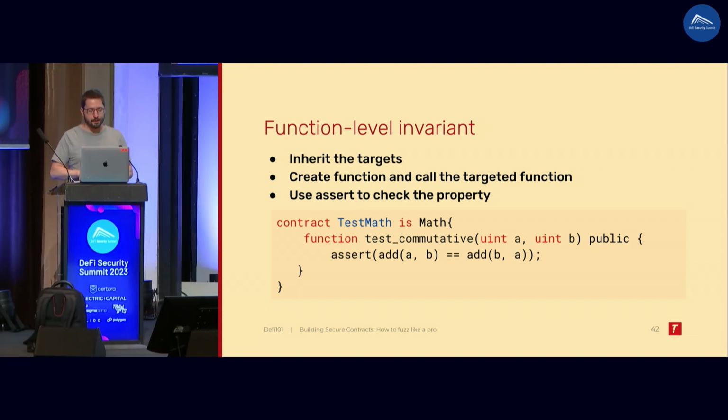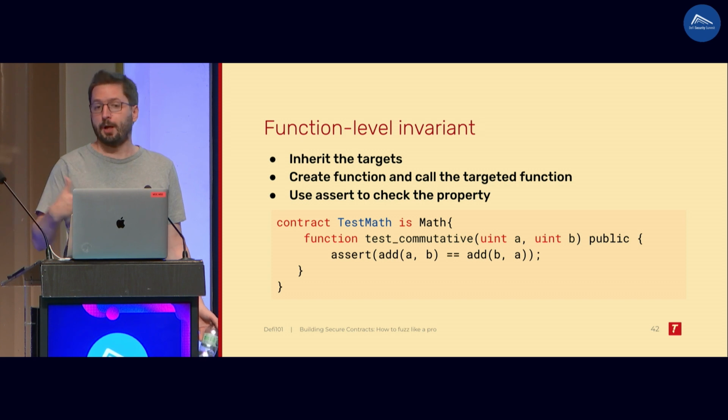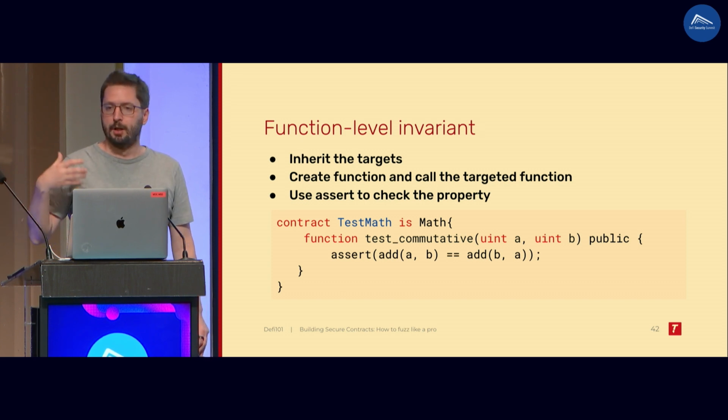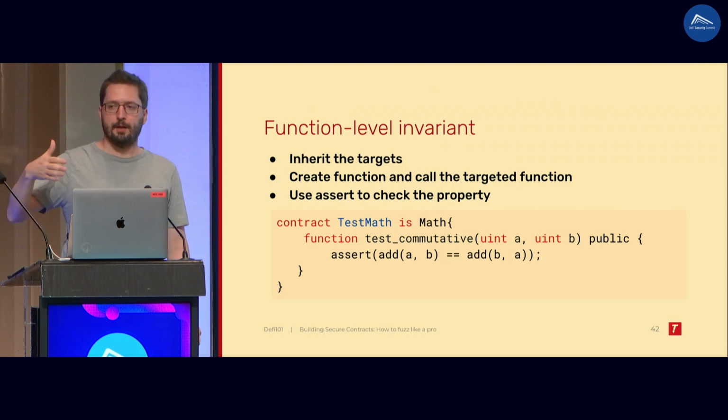Now, how to do that in practice? For function-level invariants, a simple technique is to inherit the target: you inherit the function you want to test, and you can use, for example, an assertion to check. So here you test the commutative property, that A and B is equal to B and A.